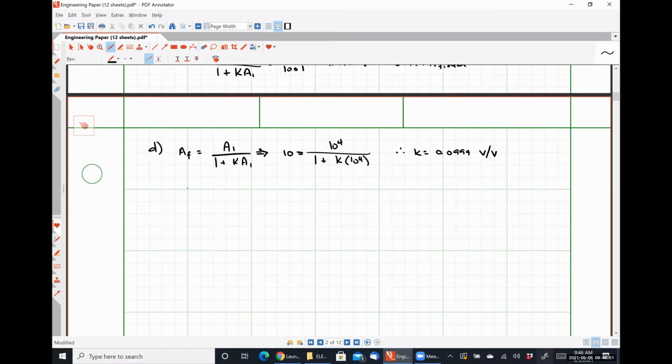We know that R1 over R1 plus R2, which is the expression for our feedback factor, is 0.0999 volts per volt. And we can rearrange and solve to find that the ratio of our resistances must now be increased to 9.01. And this will give us a closed loop voltage gain of exactly 10.